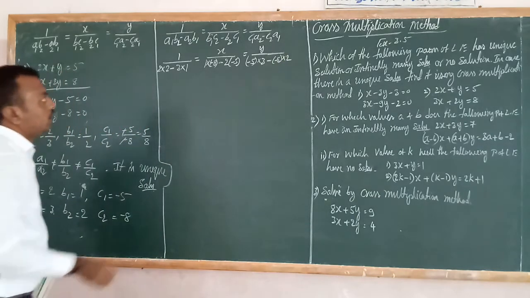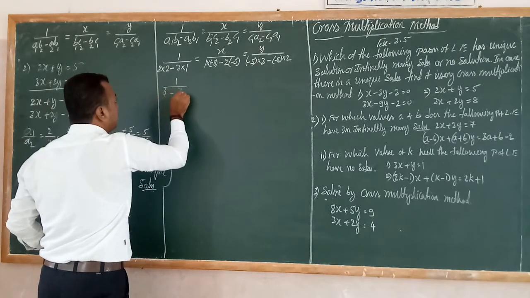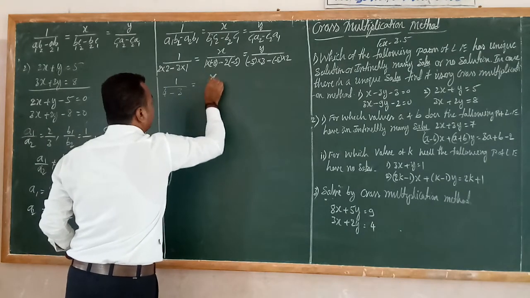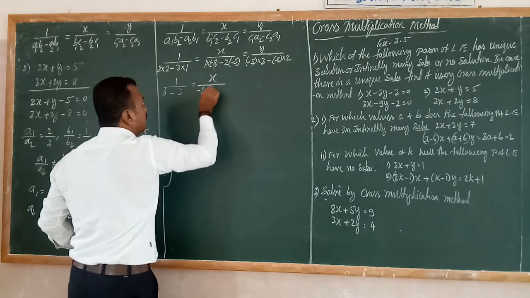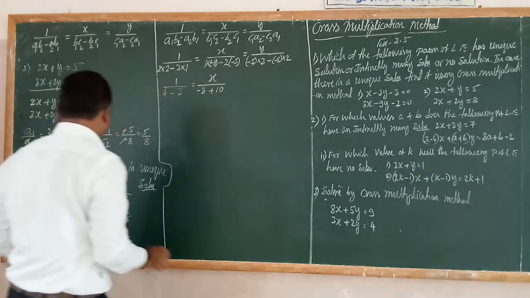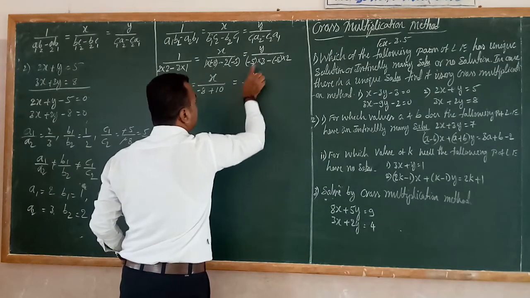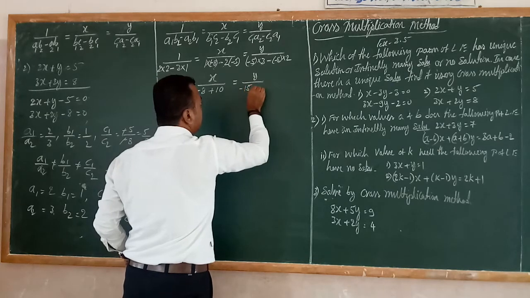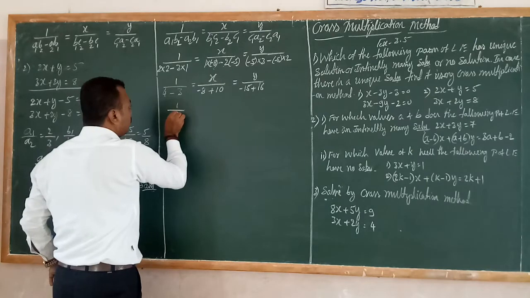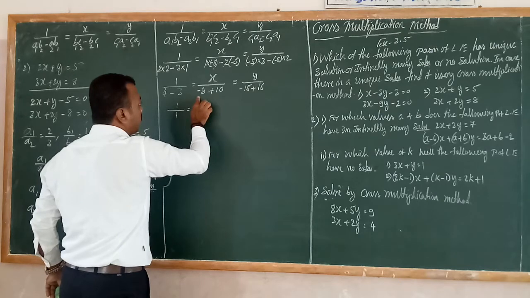Now 1 upon, 2 twos are 4, 4 minus 3. 2 twos are 4, 3 ones are 3. It is equal to x upon minus 8, minus into minus plus 2 fives are 10. 2 fives are 10. Next, it is equal to y upon minus into plus minus 5 threes are 15, minus into plus plus minus into minus plus 8 twos are 16. Now 1 upon 4 minus 3 is 1. It is equal to x upon minus 8 plus 10.